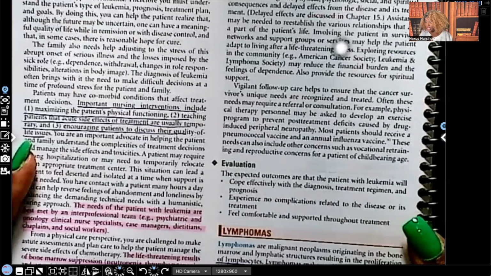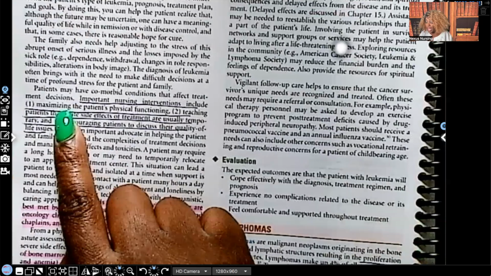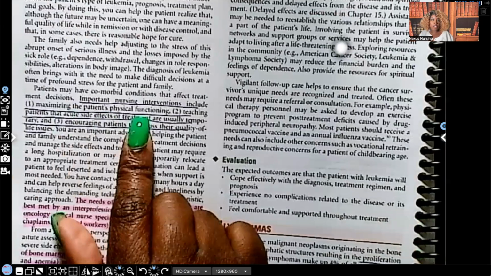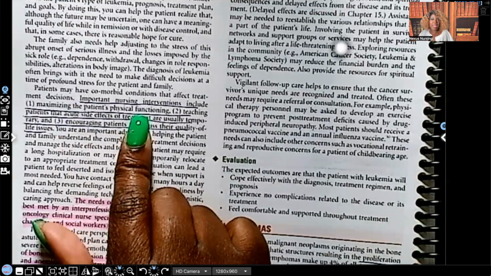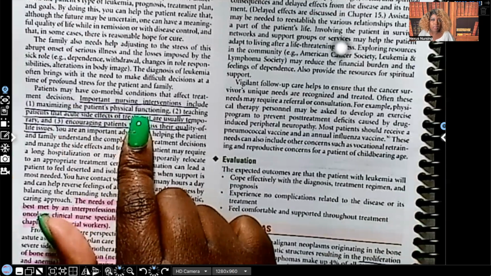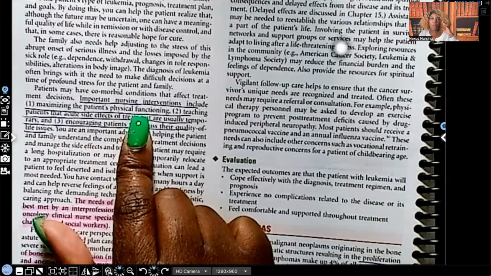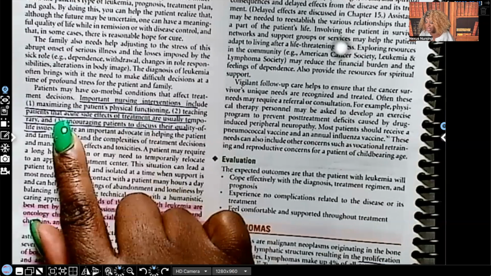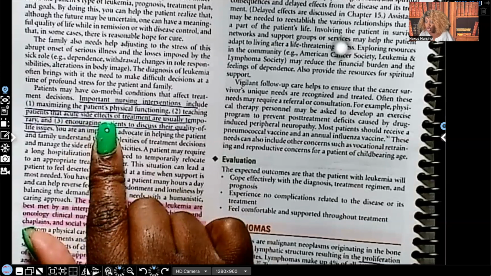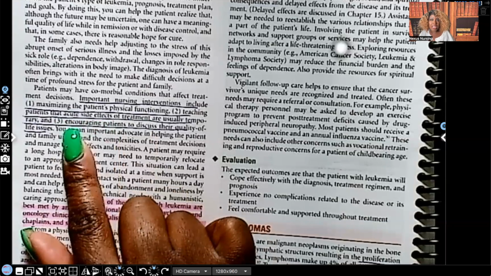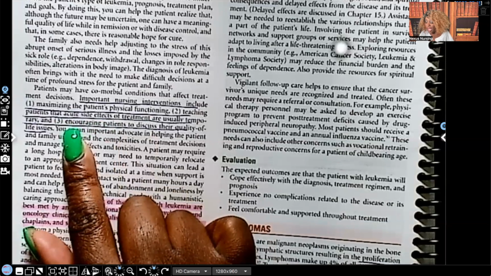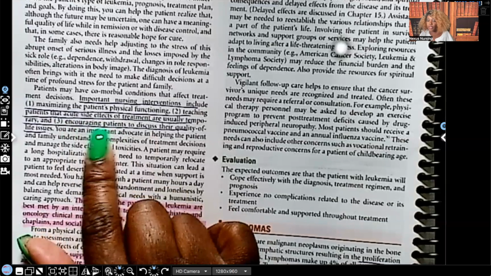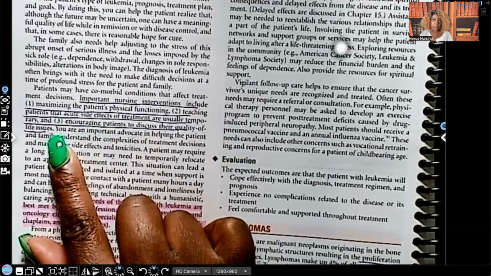Nursing implementation. Important nursing interventions include: 1, maximizing the patient's physical functioning. We want that patient to move around as much as possible. We want that patient to do as much for themselves as possible. Remember, one of our goals is always going to be patient independence. 2, teach patients that the acute side effects of treatment are usually temporary. And you have to tell them that, because they will go into a depression if they don't know that it's usually temporary. And 3, encourage patients to discuss their quality of life issues.